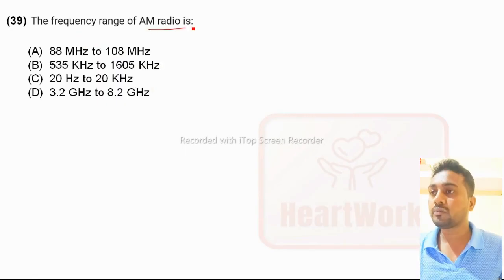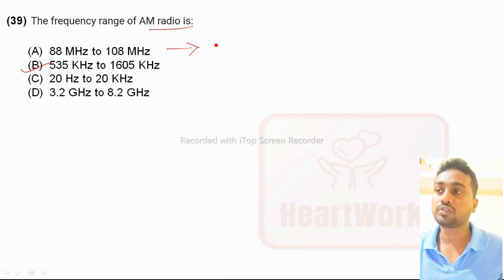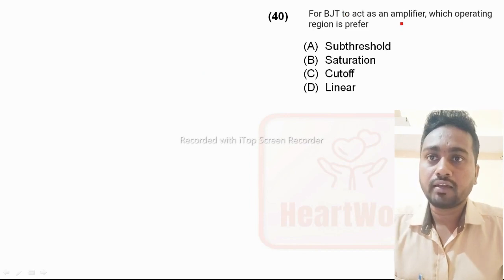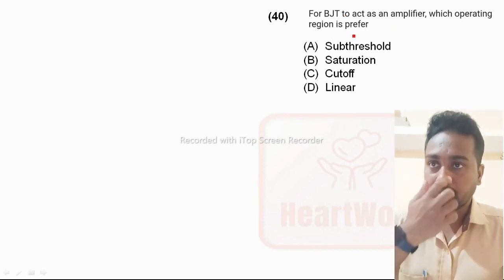Now, the frequency range of AM radio. The frequency range of AM radio is 535 kilohertz to 1065 kilohertz. 88 megahertz to 108 megahertz is the range of FM. And 20 hertz to 20 kilohertz is the audible frequency. By this only we can listen to all these things. Ability to act as an amplifier, which operating region is preferred?